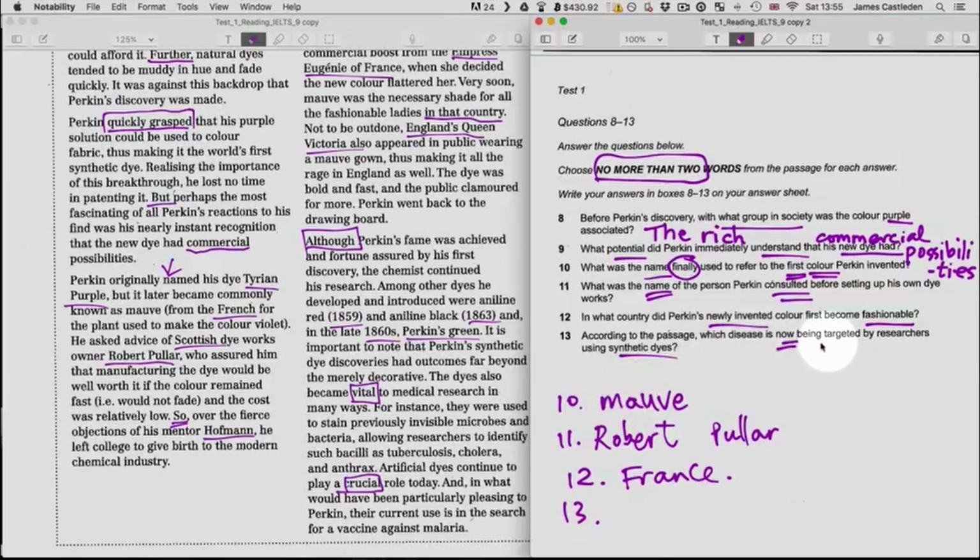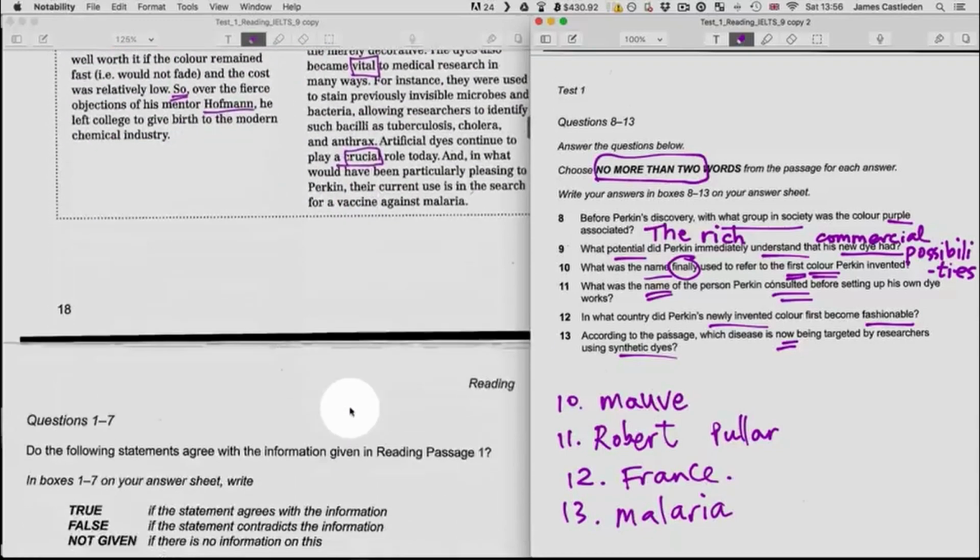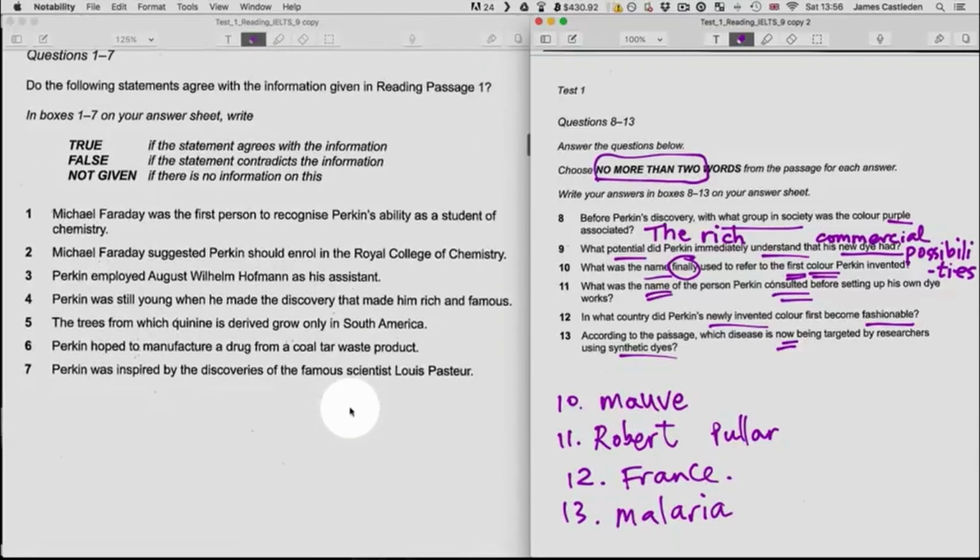Which disease is now being targeted? Ooh, that's a tricky one now. Vaccine. It's to identify bacteria. Okay, so it's only to identify, it's not necessarily to target it. So I think the only one is malaria here. They use them to color the bacteria, not to actually kill them. Okay, so there we go.